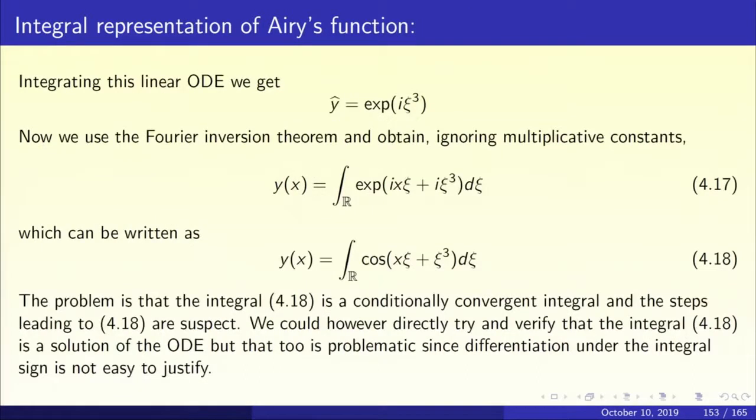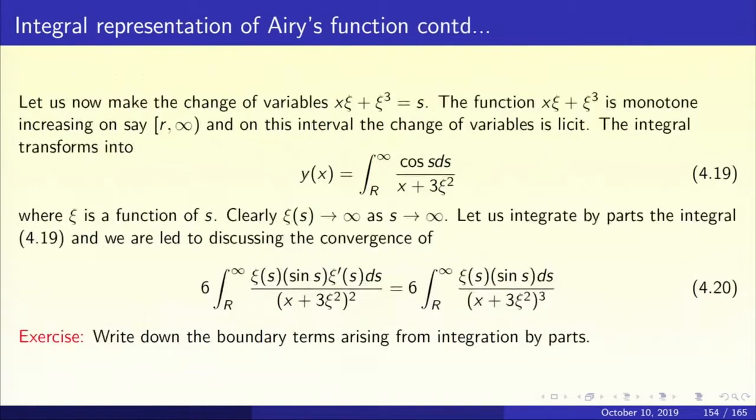Okay, let's go back to the integral 4.18. X chi plus chi cube has been replaced by s. So the integral is going to become the integral of cos s times d chi by ds, ds. Okay, but what is d chi by ds? D chi by ds is 1 upon ds by d chi. What is ds by d chi? 3 chi squared plus x. So that's what you see in the denominator. So that's how we get 4.19. So we made a change of variables and we reduced the integral 4.18 to the integral 4.19.